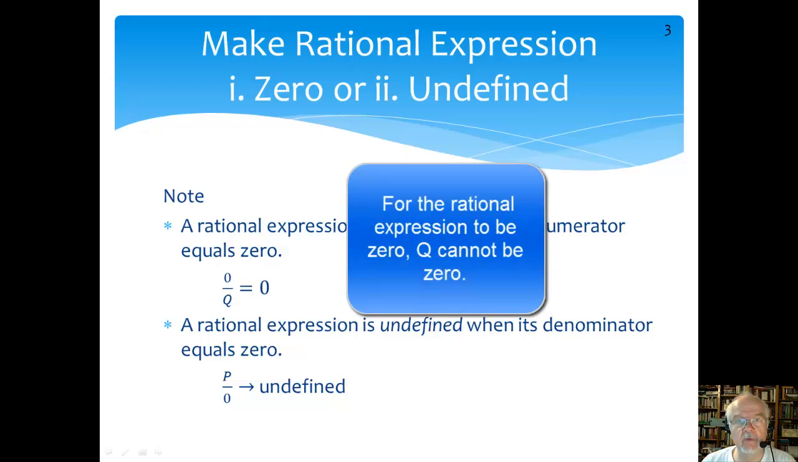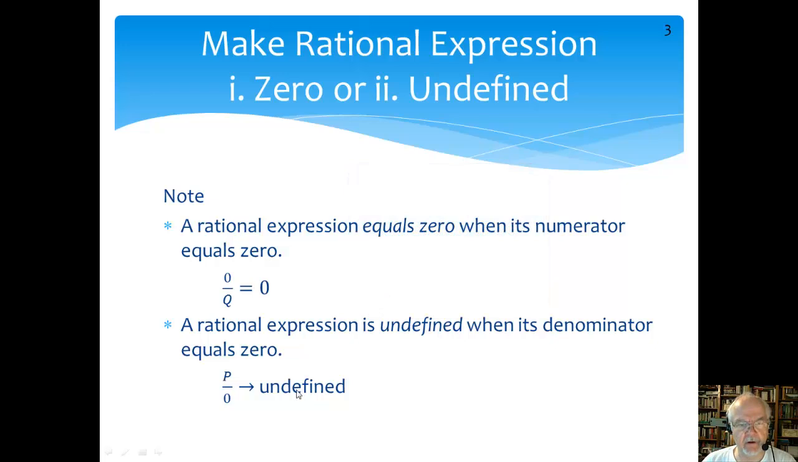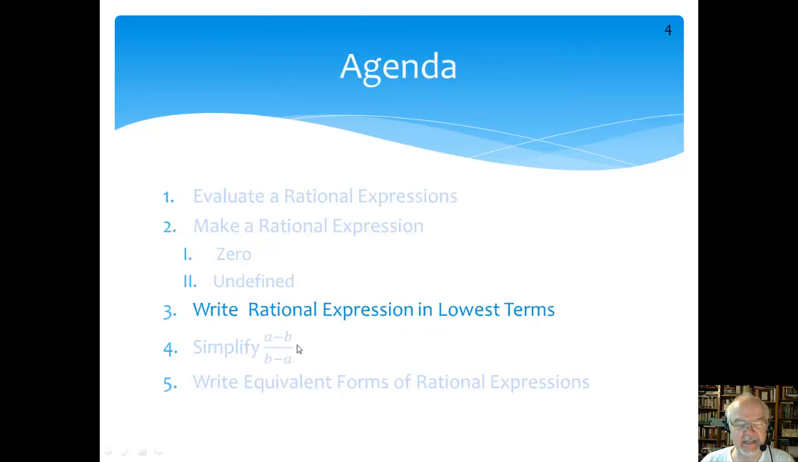And similarly, if we want to find when a rational expression is undefined, well, we set the denominator equal to 0, because we cannot divide by 0. It is not allowed in arithmetic. It is a senseless operation. It makes no sense at all. So, to discover when a rational expression is 0, set the numerator to 0. When we want to discover when the rational expression is undefined, set the denominator to 0, and in both cases, solve for the variable.